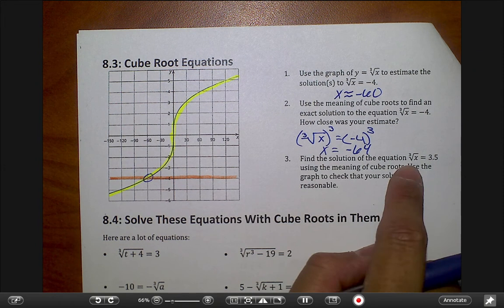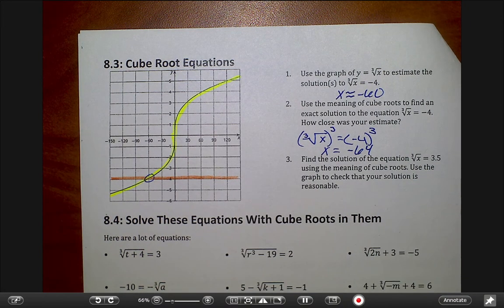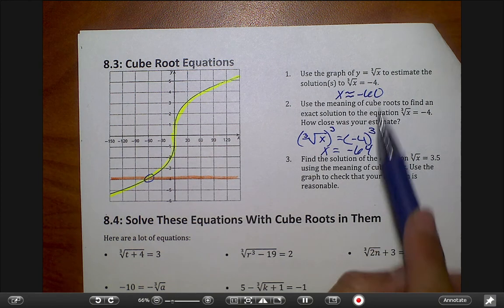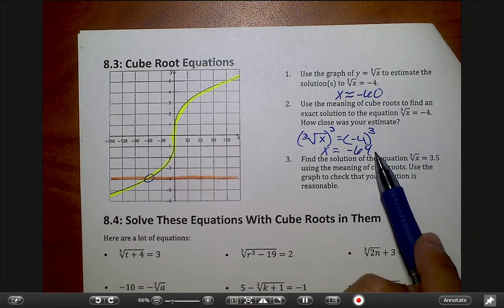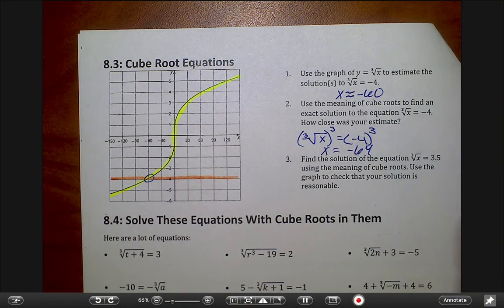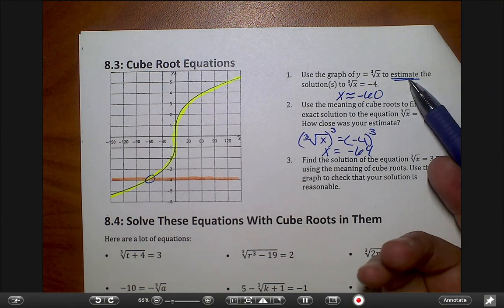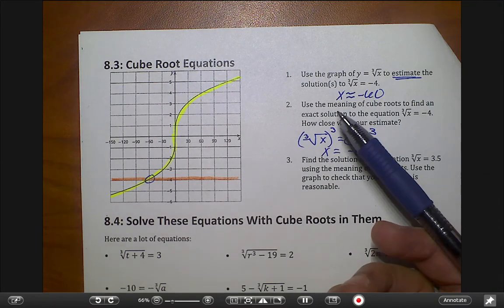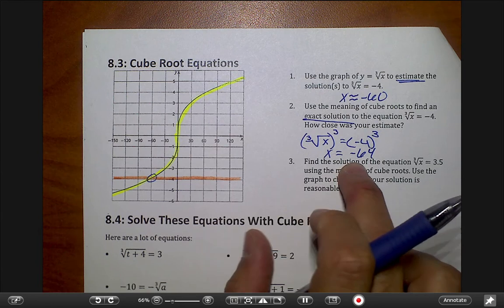Find the solution of the equation. So let's look at these right here. From the graph, I came up with my answer was negative 60. But when I did the math, it's negative 64. It's actually pretty close though, right? If you're ever estimating, very good. If you're estimating, this is okay. But if it actually asks for the solution or exact solution, it needs to be this. You need to do the math on it.